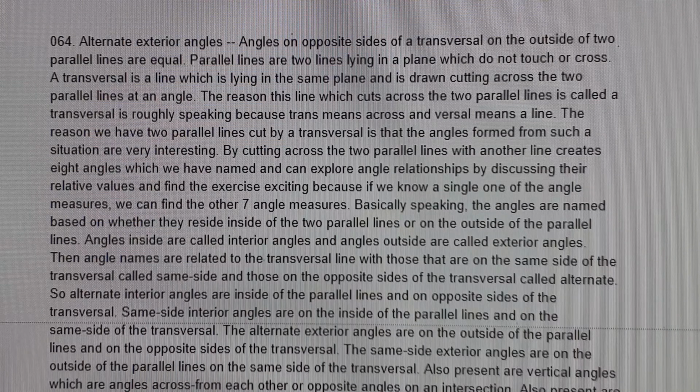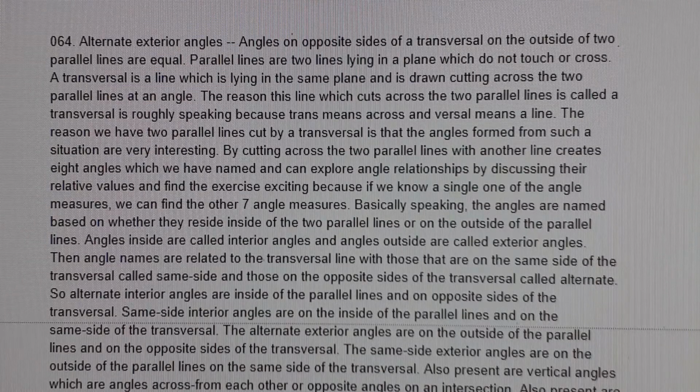The reason we have two parallel lines cut by a transversal is that the angles formed from the situation are very interesting. Cutting across the two parallel lines with another line creates 8 angles which we have named and can explore angle relationships by discussing their relative values. We find the exercise exciting because if we know a single one of the angle measures, we can find the other 7 angle measures.